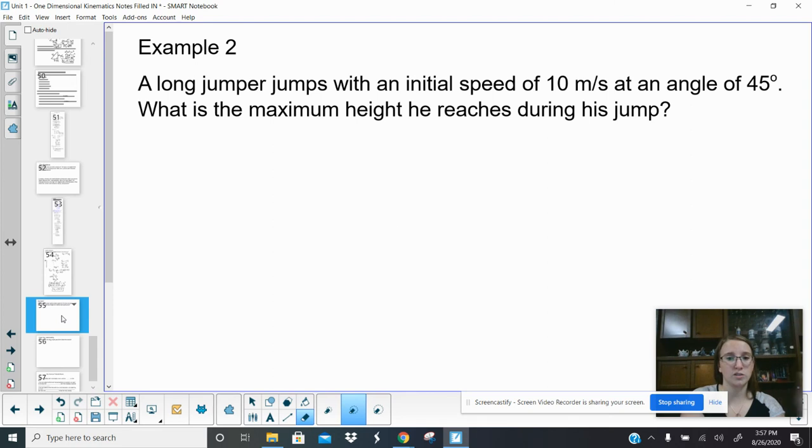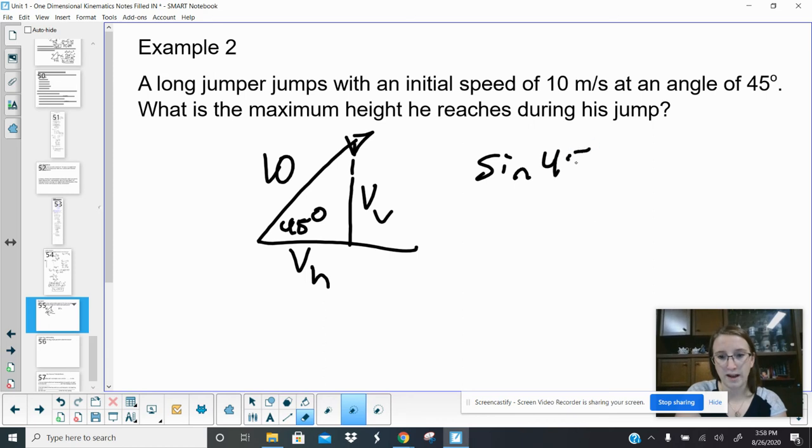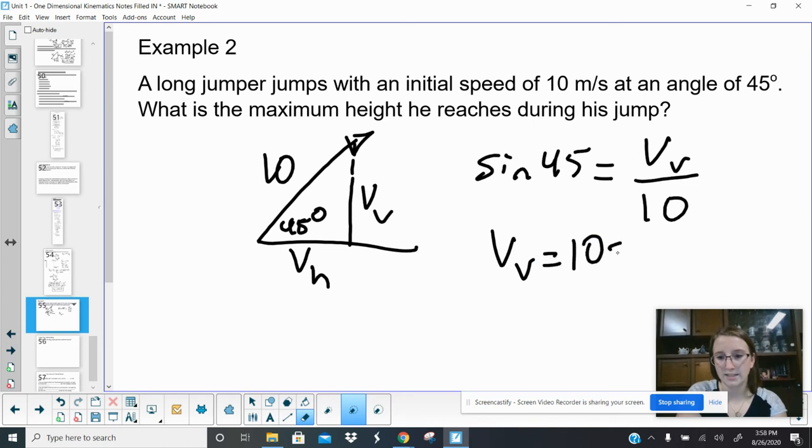Okay, so let's see what we got. Our total speed is the 10 because they don't call it a vertical or horizontal, at an angle of 45 degrees. We need to know the horizontal and the vertical. So just check your math. For the vertical, you should have done sine of 45 equals my vertical over 10. Therefore, my vertical equals 10 sine 45.